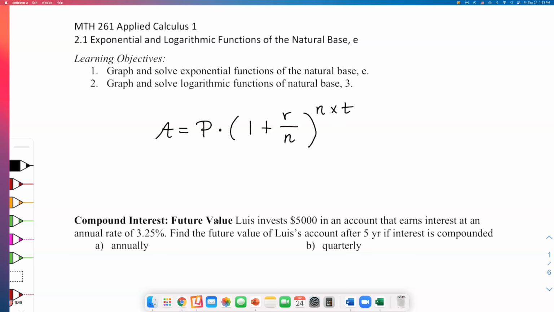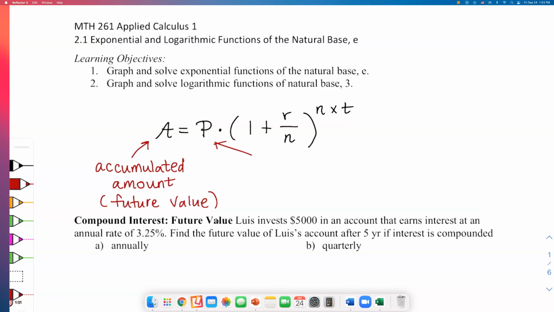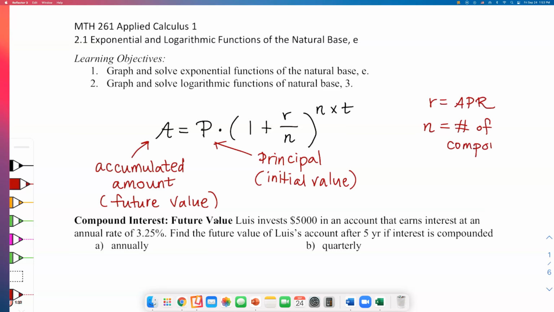You may have seen this in math 161. Okay, A stands for the accumulated amount, the future value. P stands for the initial value, is the principal. This is the initial amount, or I'll say initial value. R is the annual percentage rate, APR, and N is the number of compounding periods per year. And T stands for the number of years.